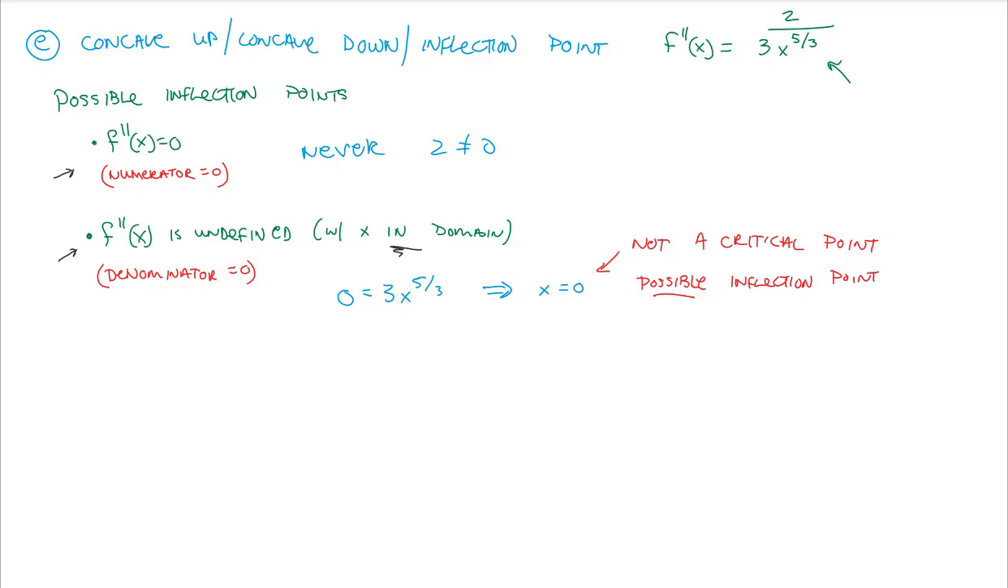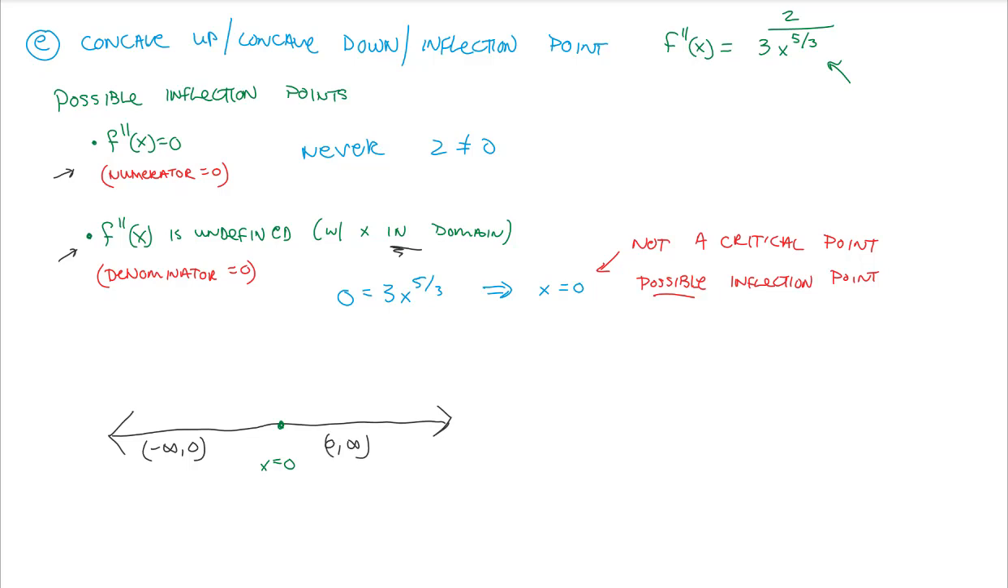And we'll tell later if it's an actual inflection point if the concavity changes at x equals 0. The way that we're going to determine that is by, again, doing a number line. We're going to put x equals 0 on our number line as our only possible inflection point. And we don't have any breaks in the domain, so we should have the same sign for the second derivative on each of these subintervals from -infinity to 0 and from 0 to infinity.